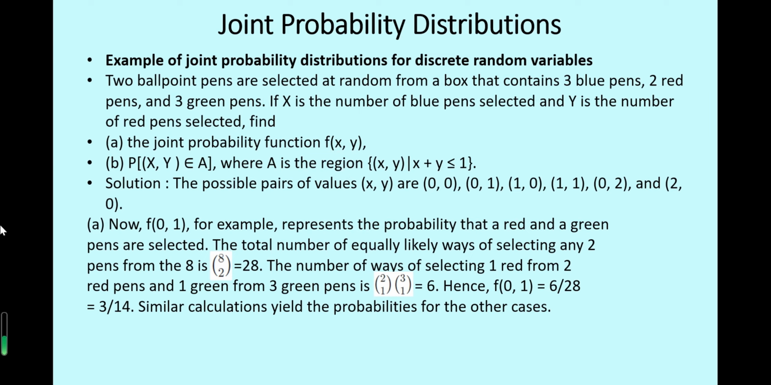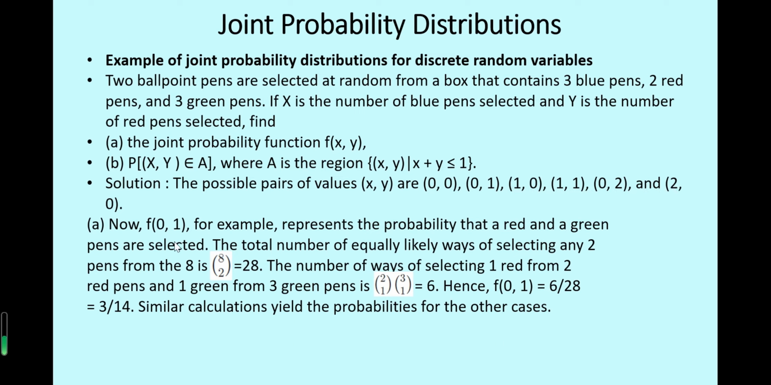B, the probability P[(X, Y) in A], where A is the region x + y less than or equal to 1. The solution: first, we list the possible pairs of values (x, y), and they are (0, 0), (0, 1), (1, 0), and so on up to (2, 0).